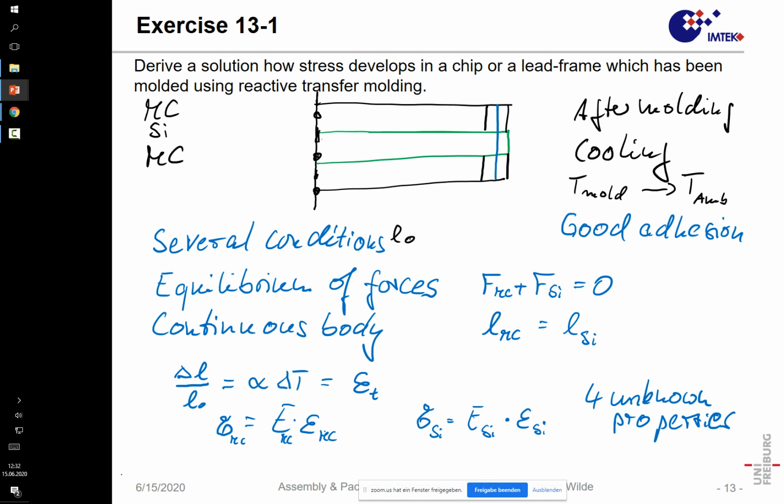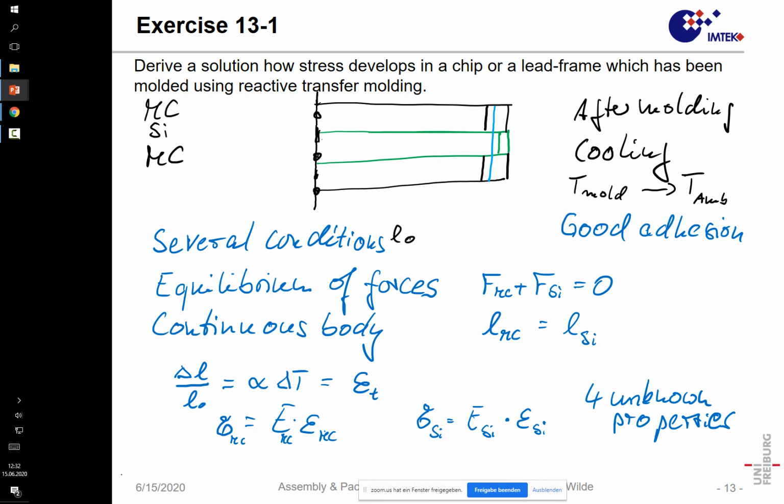Yeah, I missed something. Sorry. I think I made a mistake. That should be the blue. I eliminated the contraction of the silicon. And in that way, it should be, of course, here.